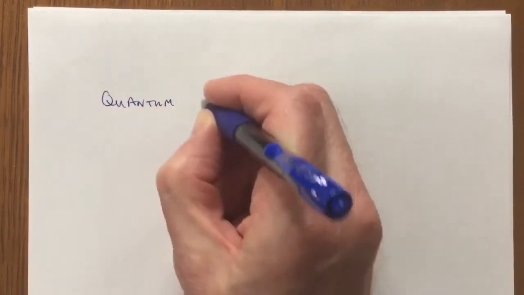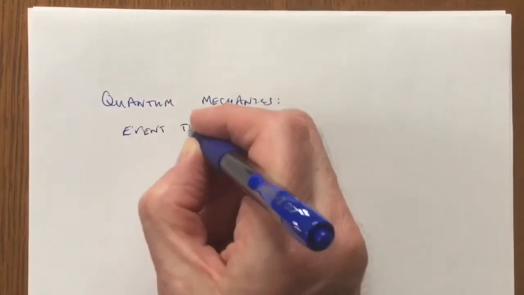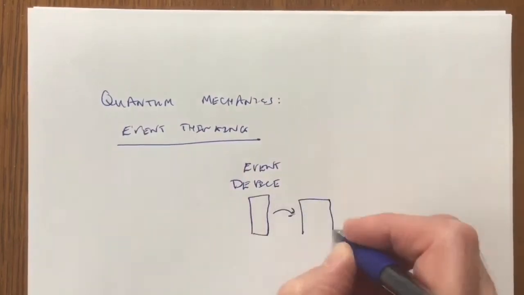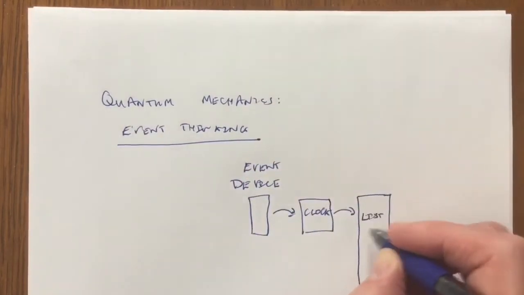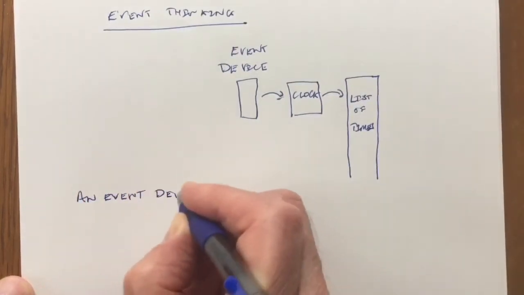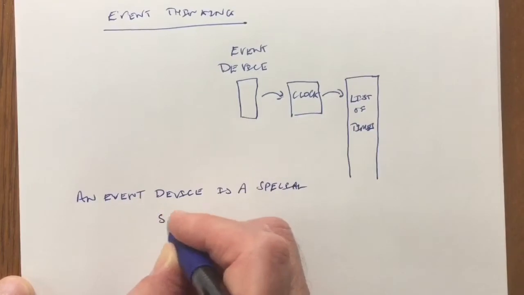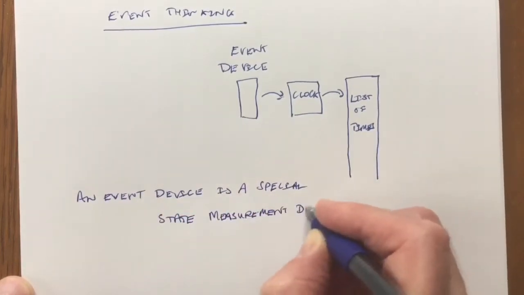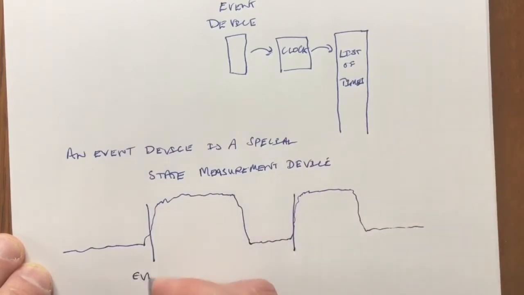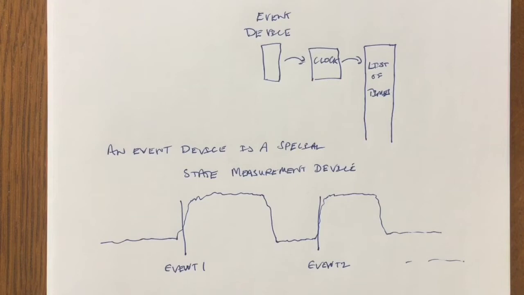If we want to understand quantum mechanics, it's helpful to think in terms of events, for which we need an event device and a clock that records a list of times when there were events. An event device is a special type of state measurement device that has its output always near 0 or near 1. An event happens when the output changes from 0 to 1, and we record the time. If we have an event device on its own, events happen at what is called the dark rate.